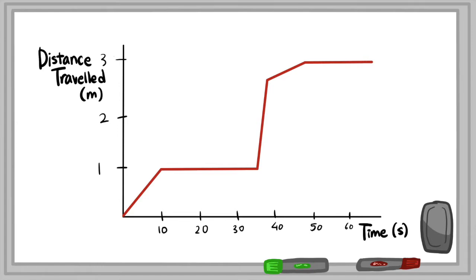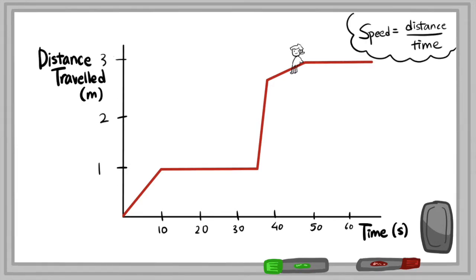Our first graph plots distance traveled against time elapsed. You might notice that the gradient changes along the journey. As you may recall, distance over time equals speed, so if the gradient is steeper, then the object is traveling at a higher speed. Naturally, a gradient of 0 means that the object is stationary.